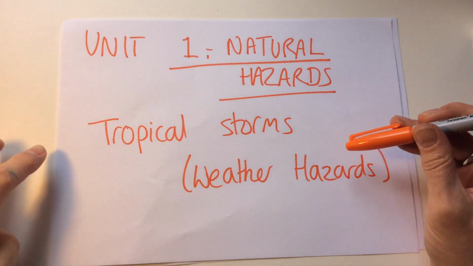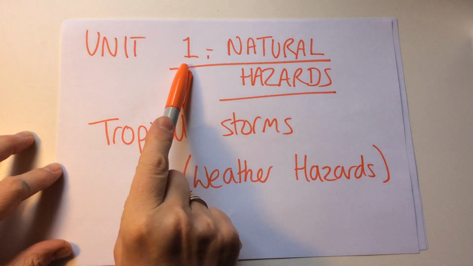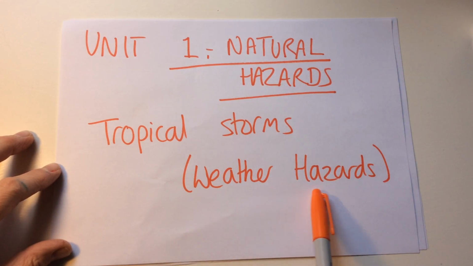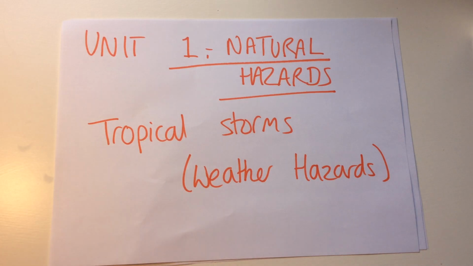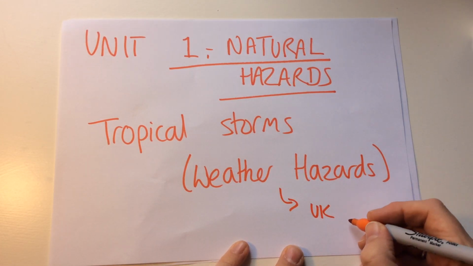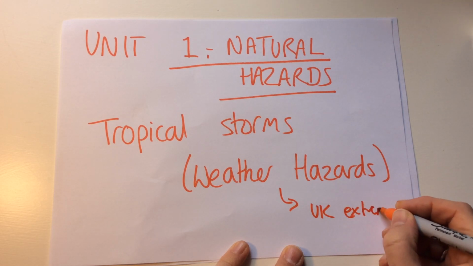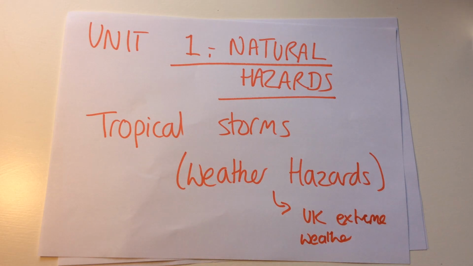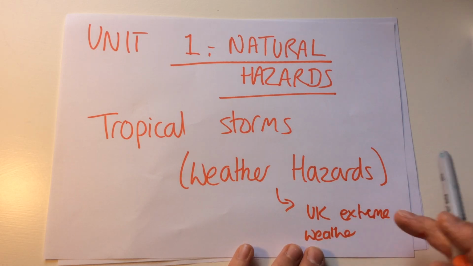Tropical storms appear in Unit 1 in the physical paper as part of the natural hazards section, and they are within the weather hazards parts of this topic. If you remember, UK extreme weather is also in that section, but is significantly different. So extreme weather in the UK, when we looked at the Beast from the East, that's separate.